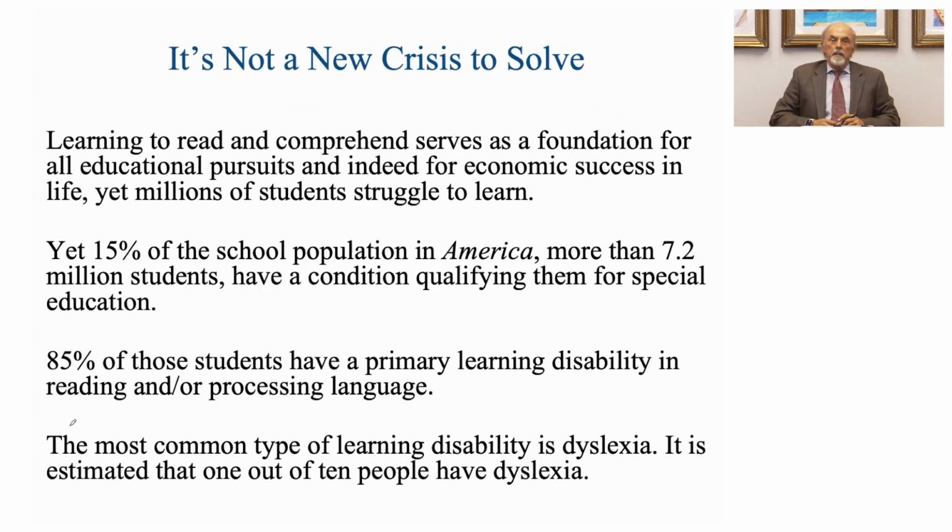I think everybody would agree that it's not a new crisis. Learning to read and comprehend serves as a foundation for all educational pursuits and indeed for economic success. We know that millions of people fall into this category, yet 15% of the school population in America, about 7.2 million students, qualify for special education. 85% of those students have a primary learning disability in reading and/or processing language. And the most common learning disability is dyslexia, if we're looking specifically in the language processing profile area.